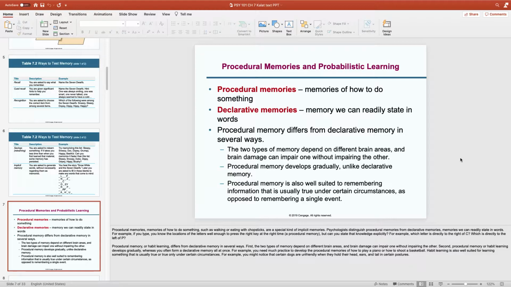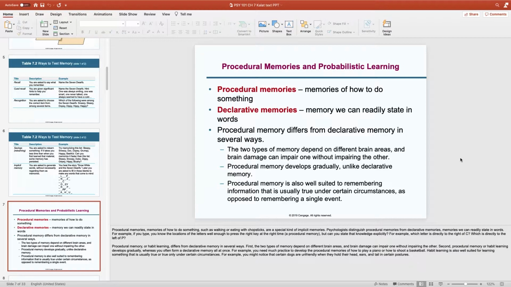The other difference is that procedural memory will develop gradually over time, because it takes a while to put into your memory how to do something, where you're practicing and practicing it. Unlike declarative memory, where you may just be able to know a fact or a piece of information. That could happen immediately and doesn't take time to develop.